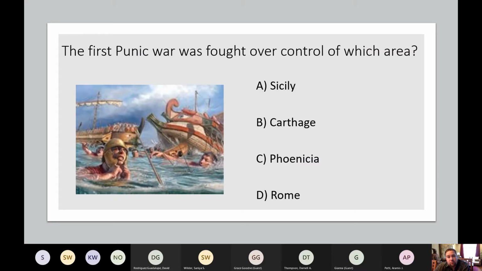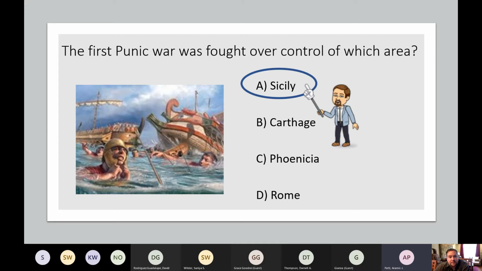So the First Punic War was fought over control of which area? Aramis, what do you think? A, Sicily. Good, I agree. Sicily is correct.